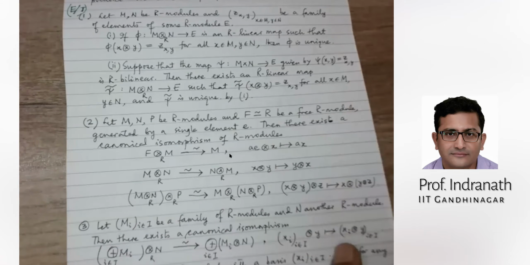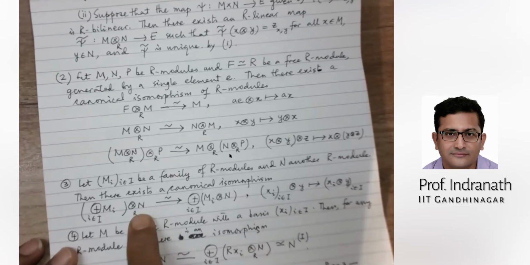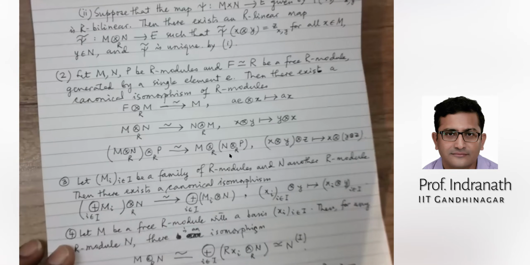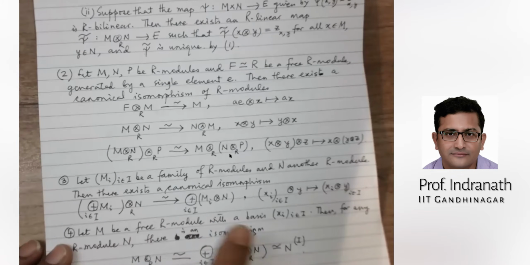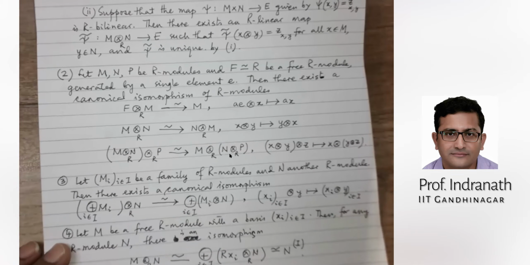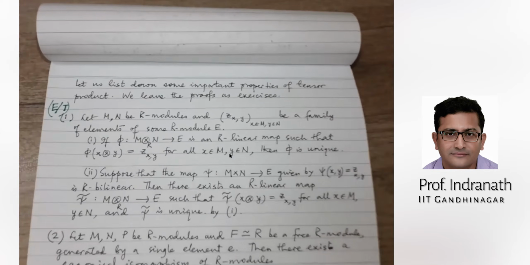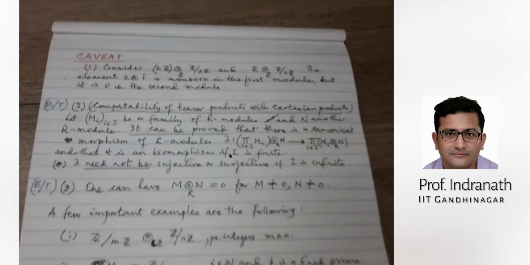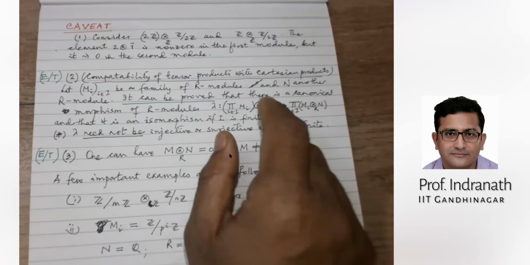Then if you come here, what it is showing is the behavior of the tensor product in terms of associativity and all. Here you are discussing how the tensor product behaves with the direct sum, right? And especially with the free modules. But there's no mention of the Cartesian product as such. So in this caveat, I'm trying to say that this is the compatibility of tensor products with Cartesian products.